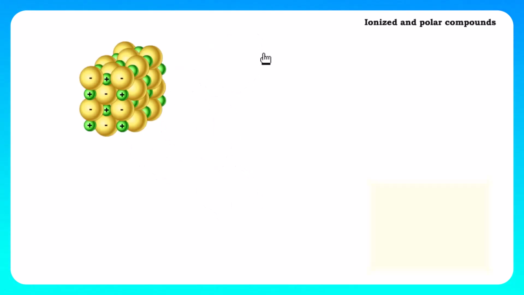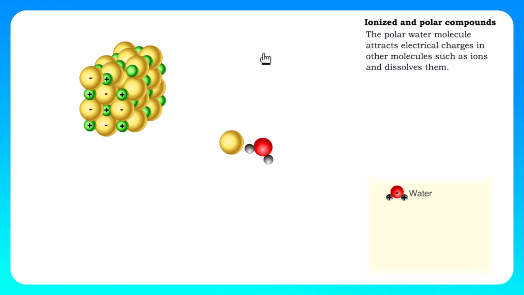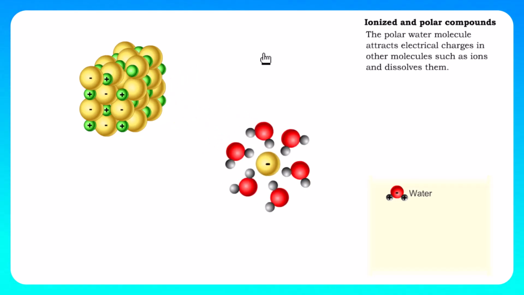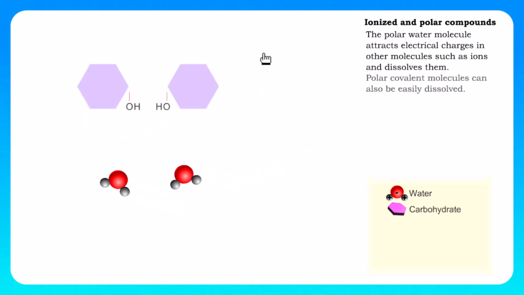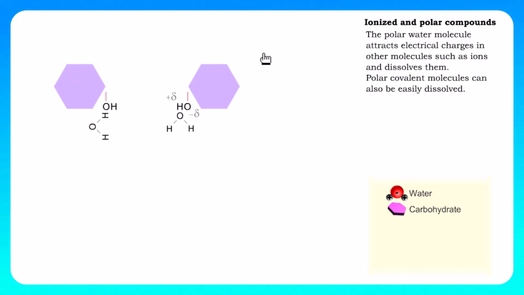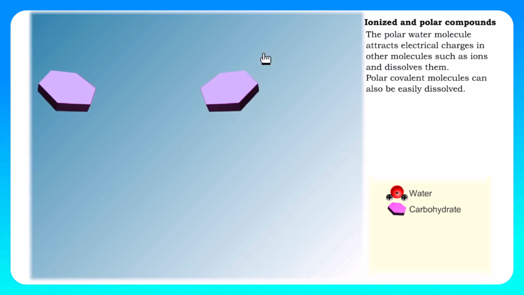The polar region of water, these regions are attracted to electrical charges in other molecules such as ions. Polar covalent molecules like carbohydrates, proteins, nucleic acids, and ATP are easily dissolved. And it will be demonstrated here in this animation.